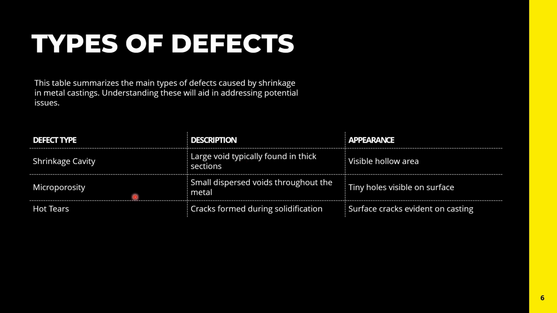The second type of defect is microporosity, which is small dispersed voids throughout the metal. It appears like tiny holes visible on the surface of the metal. The third type of defect is hot tears, cracks formed during solidification. It appears like surface cracks evident on the casting. Understanding these defects helps in designing processes to minimize them.